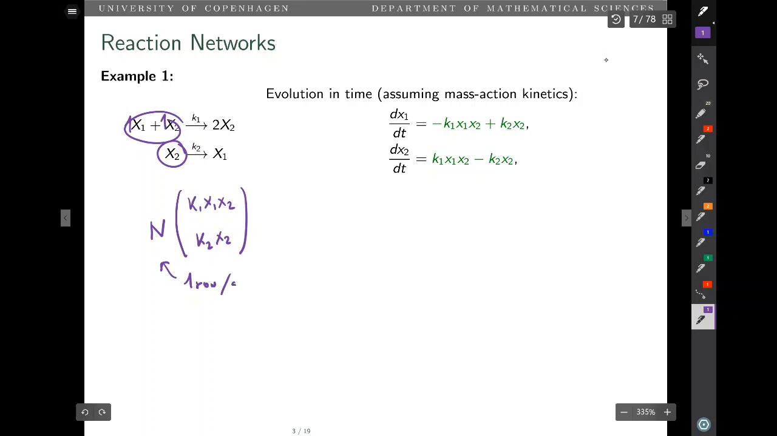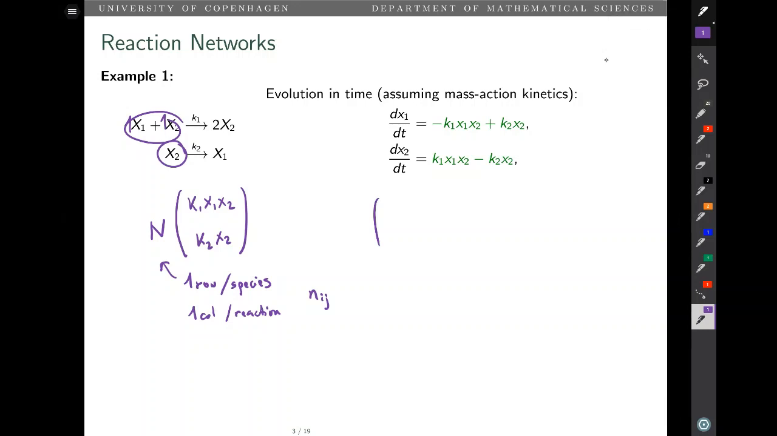per species and one column per reaction. And the entry Nij will have the number of molecules of Xi which are produced in the reaction j, in the j-th reaction. So let me build a matrix in this case.